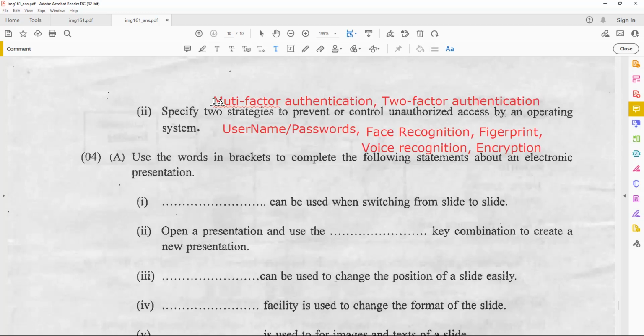Yes, when you log into a system, it will send you an SMS to your mobile phone, and using that code only you can log into the system. So this is, yeah, this is called two-factor authentication.